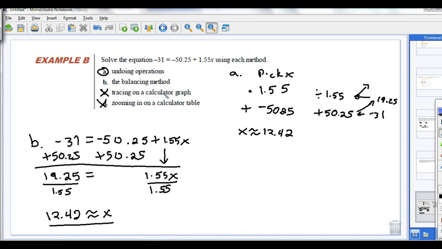All right, we could trace it on the calculator. We could zoom it on the graph. Let's use graphing calculators in a different video. So there are your examples. Good luck.